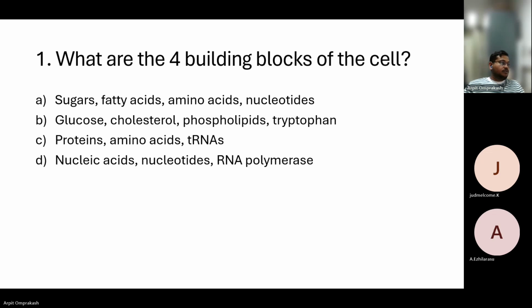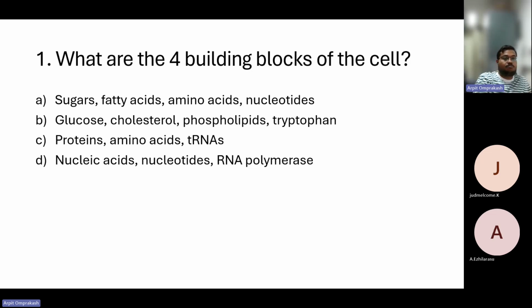Okay. So the first question is, what are the 4 building blocks of the cell? A, sugar, fatty acid, amino acid, nucleotides. B, glucose, cholesterol, phospholipid, tryptophan. C, proteins, amino acid, tRNAs. D, nucleic acid, nucleotides, RNA polymerase.